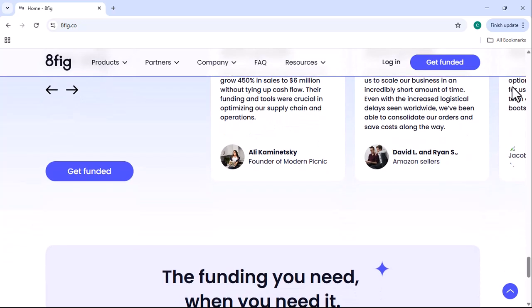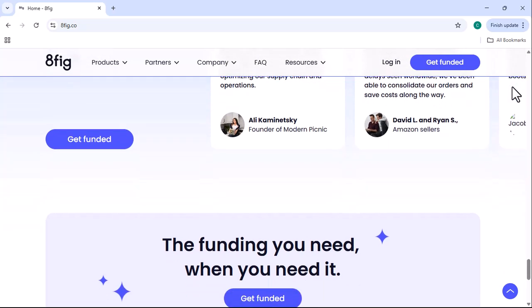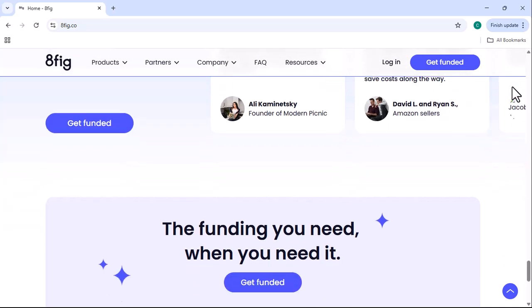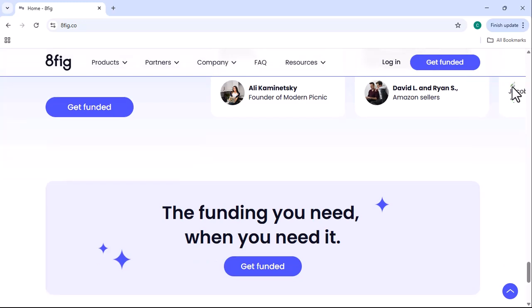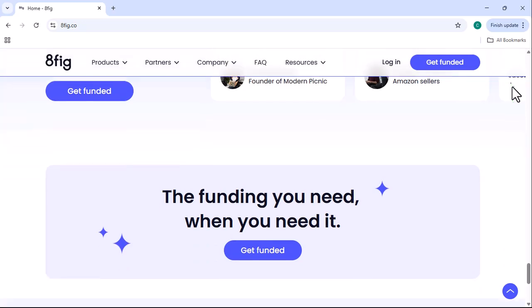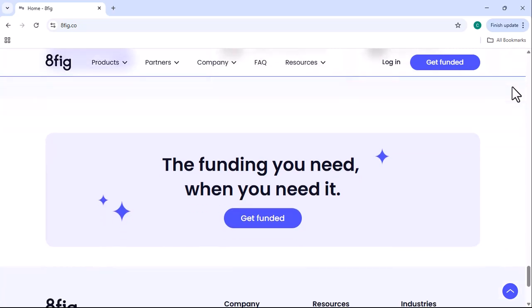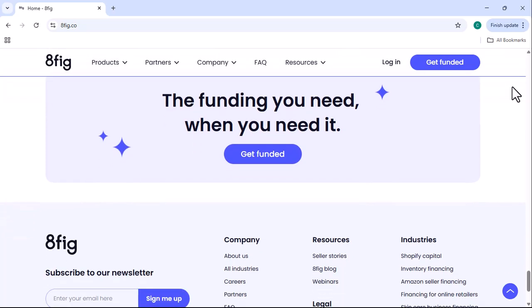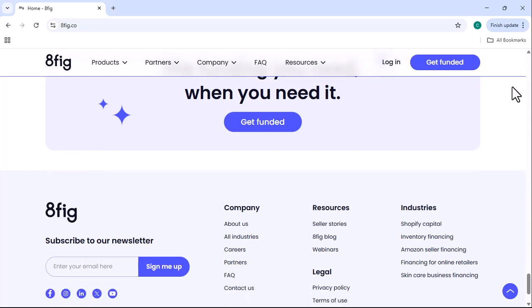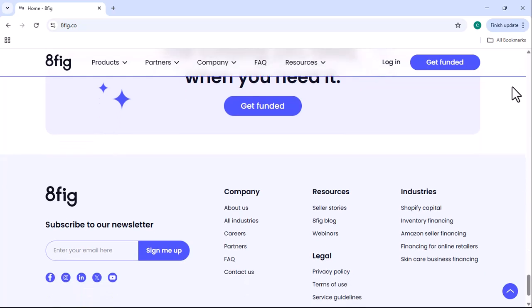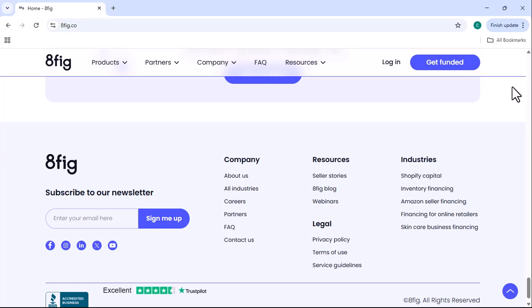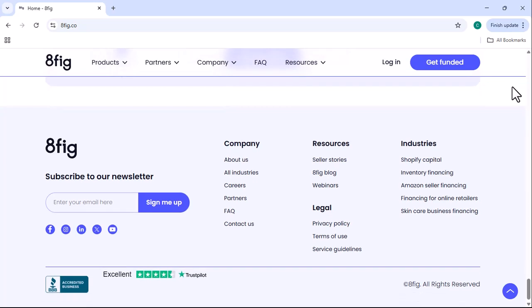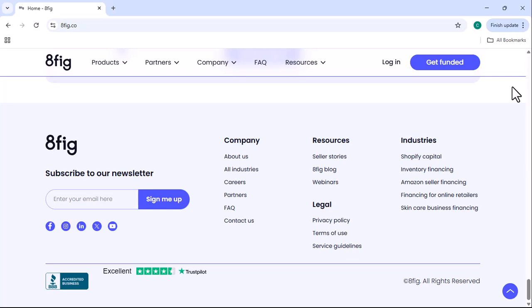How does 8Fig determine this fee? It's based on a variety of factors, including the health of your business, your historical sales data, your projected growth, and the specific terms of the funding agreement. They leverage sophisticated algorithms and data analytics to assess your risk profile and determine a fair fee that reflects the cost of providing the capital. This data-driven approach allows them to make faster, more informed decisions than traditional lenders, which is a significant benefit for rapidly growing e-commerce businesses that need capital quickly to seize market opportunities.